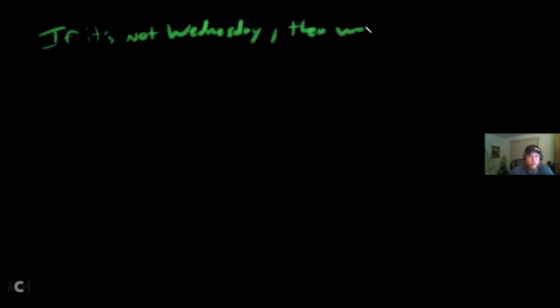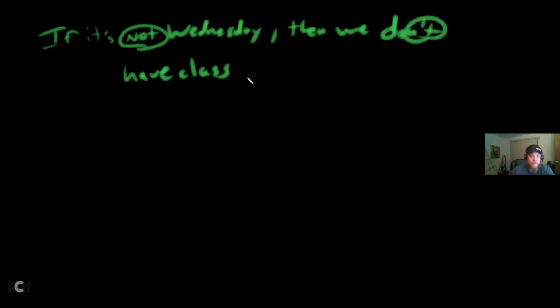Now I also think it's important to say at this point that negations stick with the stuff that we've already been doing. So if I say something, for example, like if it's not Wednesday, then we don't have class. Let's say it's Wednesday is W and we have class is C. This would be squiggle W, arrow, squiggle C. But then let's say I said, oh, it's not Wednesday.